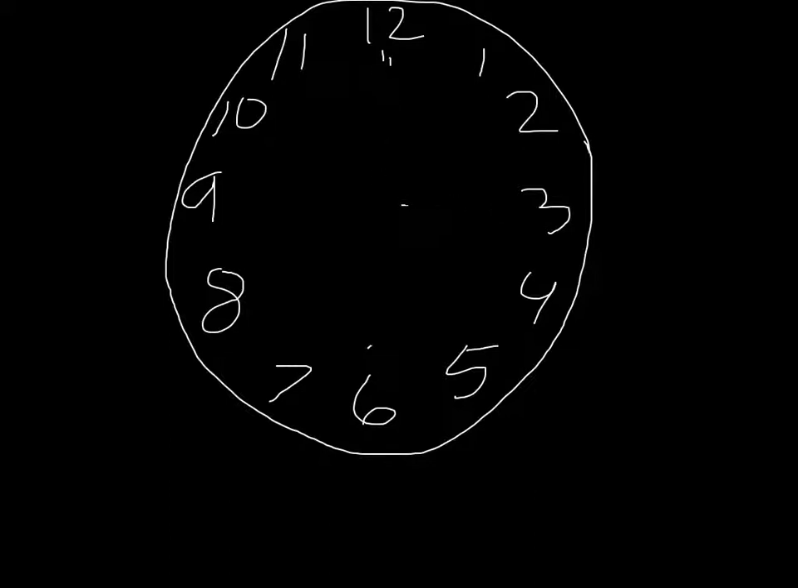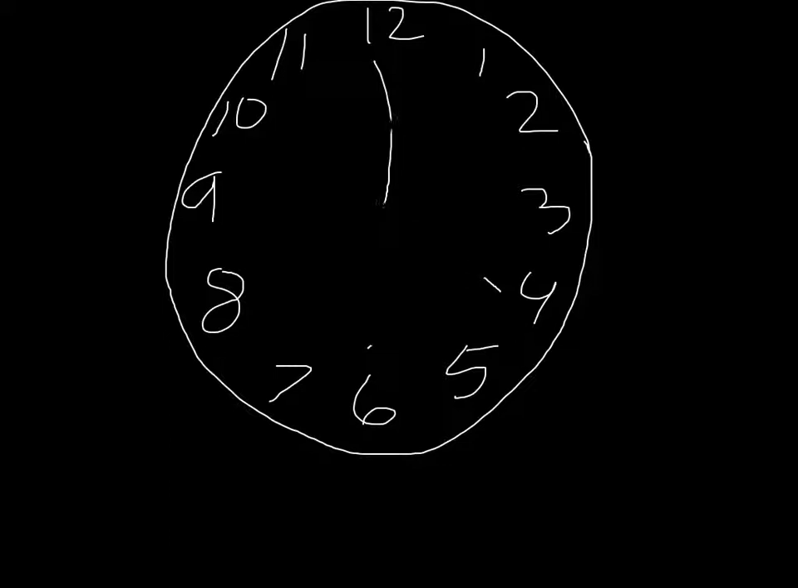Now, so you see a pattern? You divide 12 by the denominator of the fraction, since 12 is at the top of the clock. So like 1/3, 12 divided by 3, the denominator, equals 4. So you draw a line from 12 to 4.